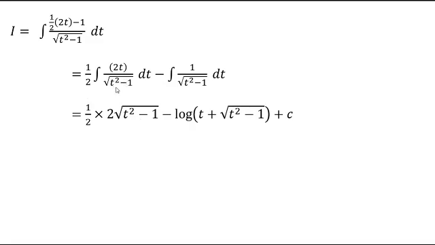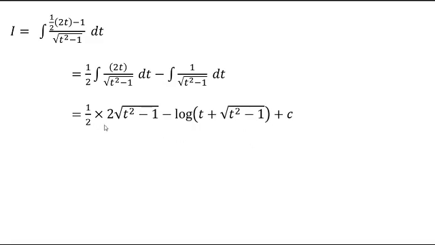Here derivative of t square minus 1, I will call this t square minus 1 as f of x. Its derivative f dash x is present in the numerator. So f dash x upon root of f of x. Fourth corollary, f dash x upon root of f of x. Its integral is 2 root f of x. So I have used that corollary here, and this is in standard form, 1 upon root of x square minus a square. Its integral is log of x plus root of x square minus a square.